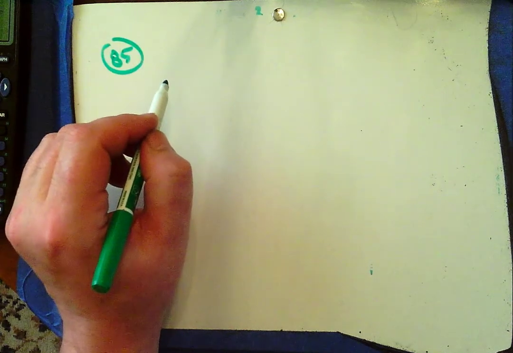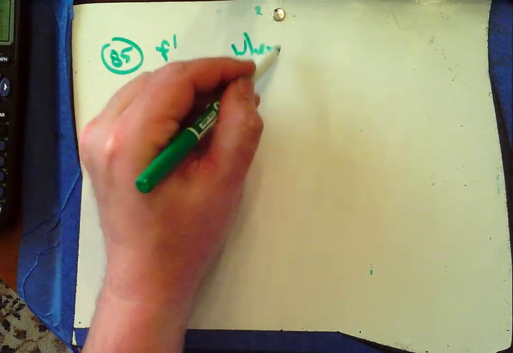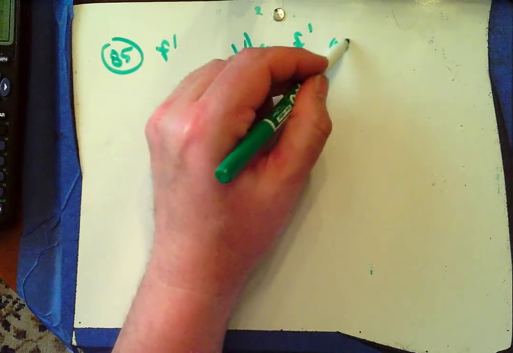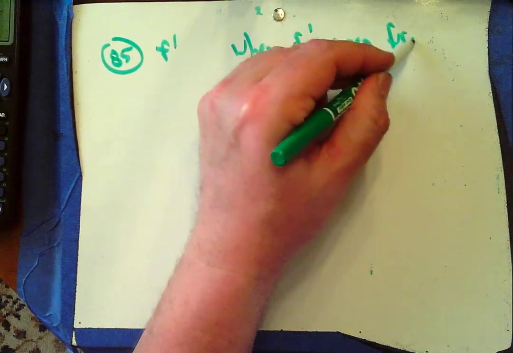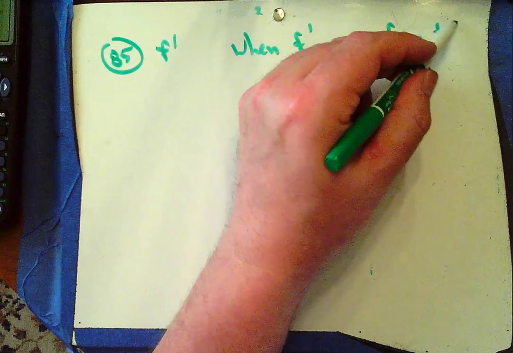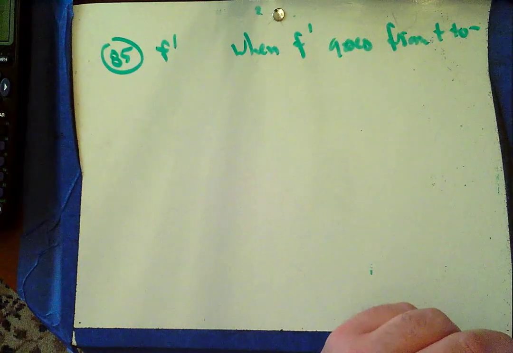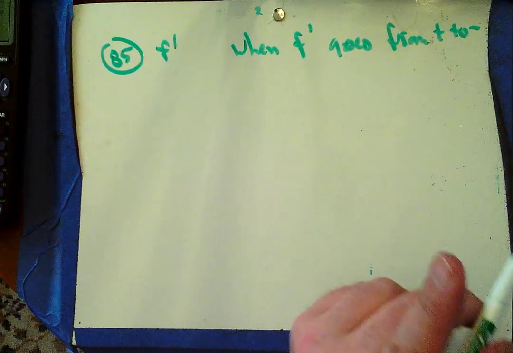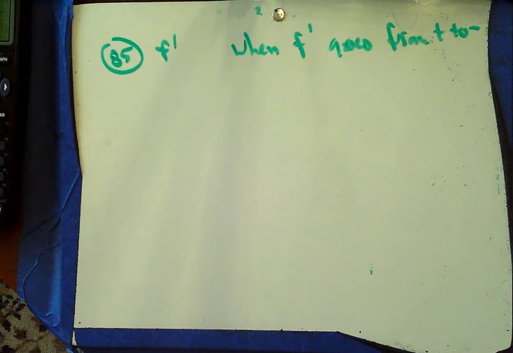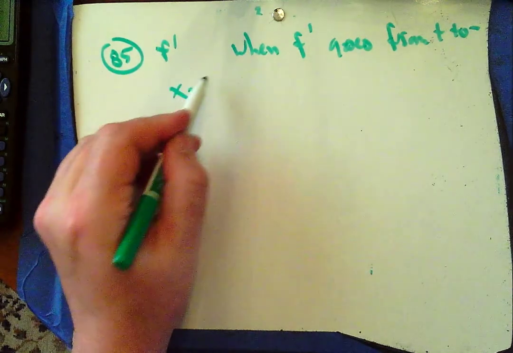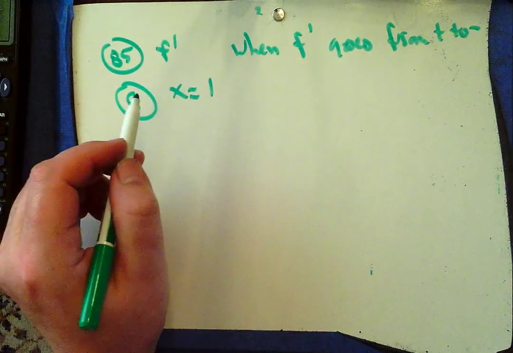85. 85 says we've got a graph here of f prime. When does f have a local max? When f prime goes from positive to negative. This doesn't have endpoints, so that's the only place we have a local max, which occurs at x equals 1. And so 85 is C.